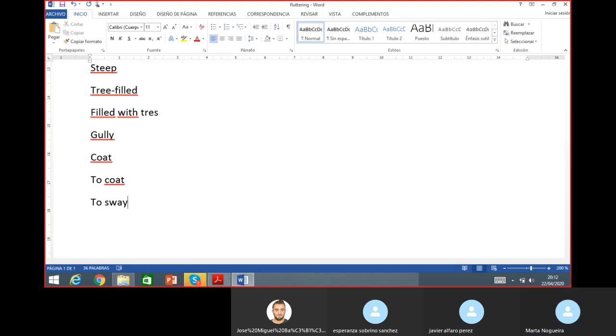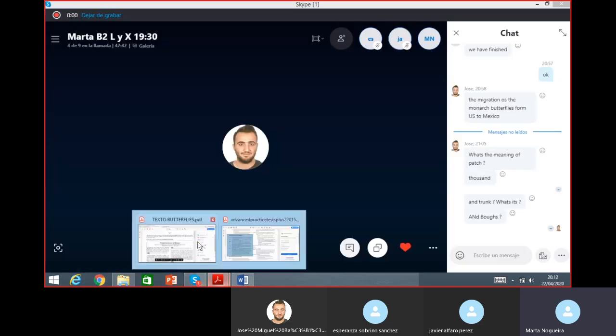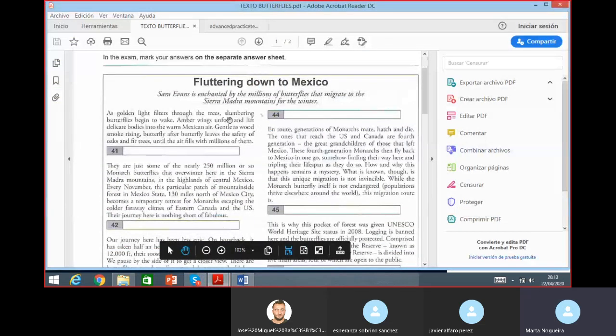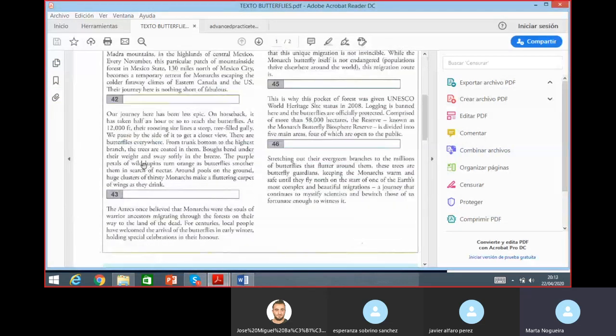And let me see, you have written. Yes, bough, this is like a branch, rama. Large tree branch. Rama. Bend es doblar, okay? So bend under the weight and sway softly. Softly is like gently, what we were seeing here, gentle, it was gentle. So softly in the breeze, brisa.